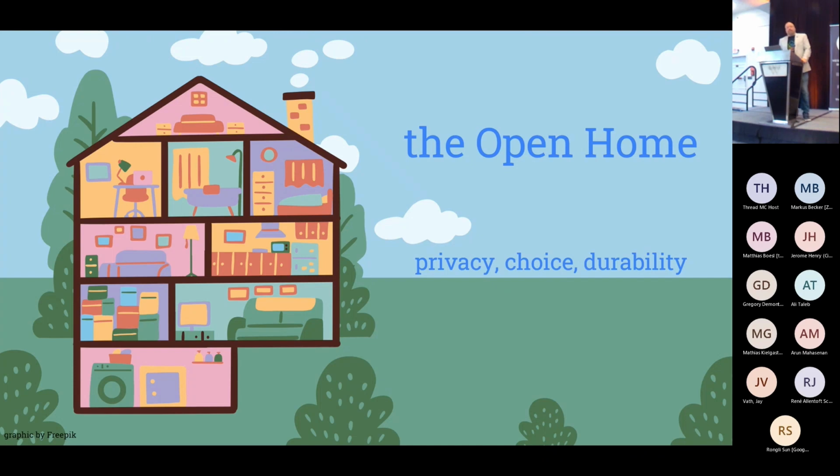So we had to broaden our vision. And so we created our open home vision where we want the smart home to be about privacy, choice, and durability. Privacy: all your data should be local by default. It's okay to have a cloud process your data, but it should be an opt-in feature, and the device should be able to function without actually using the cloud.